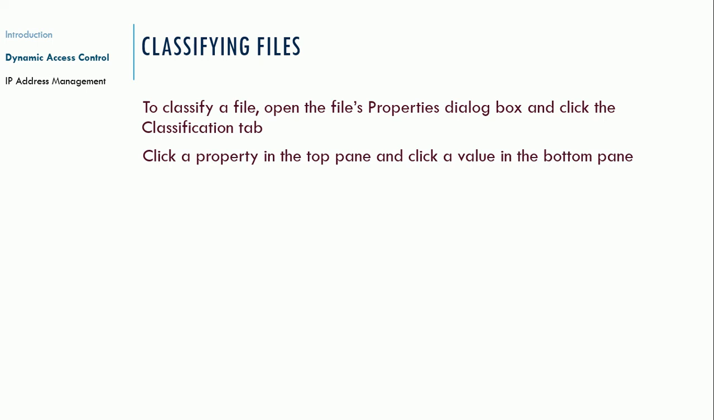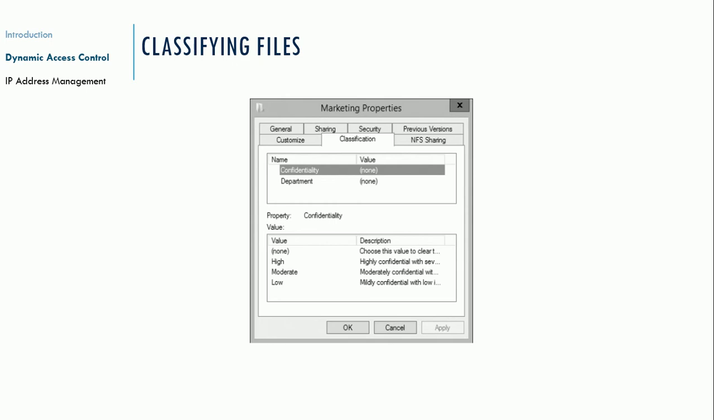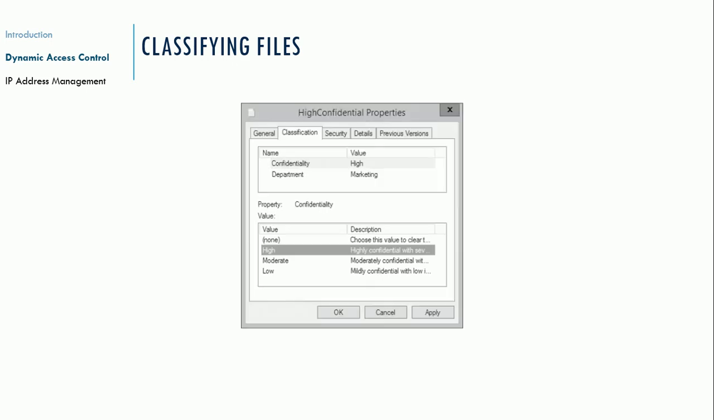So to classify a file, you're going to open the file's Properties dialog box and click the Classification tab, and you're going to click a property in the top pane and click a value in the bottom pane. If you want to clear an existing value, you're going to click in the bottom pane to remove an existing value. This is what it looks like. So this is how you can classify files. And again, this works with the file classification services that we talked about earlier in this course.